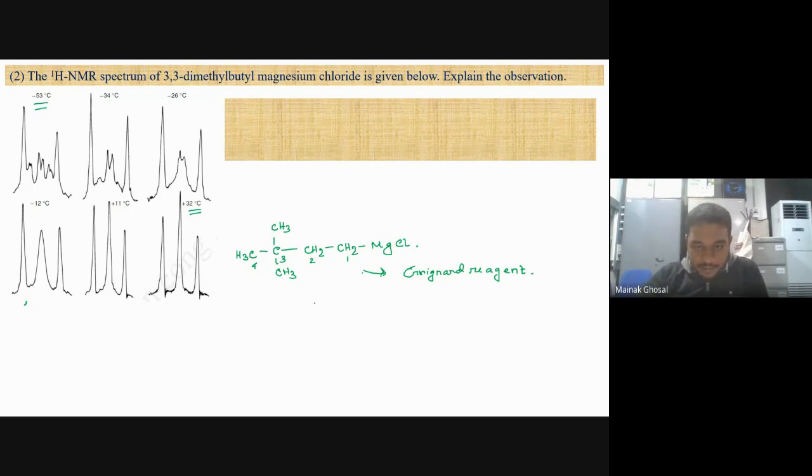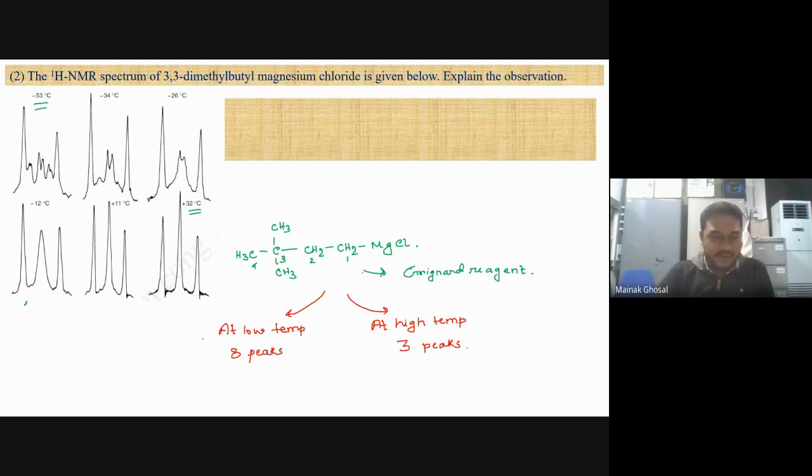Okay, I can make life a bit easy. At low temperature and at high temperature: at high temperature you will get 3 peaks. But at low temperature, you get almost 8 peaks, if you count the small peaks as well. Can you explain?